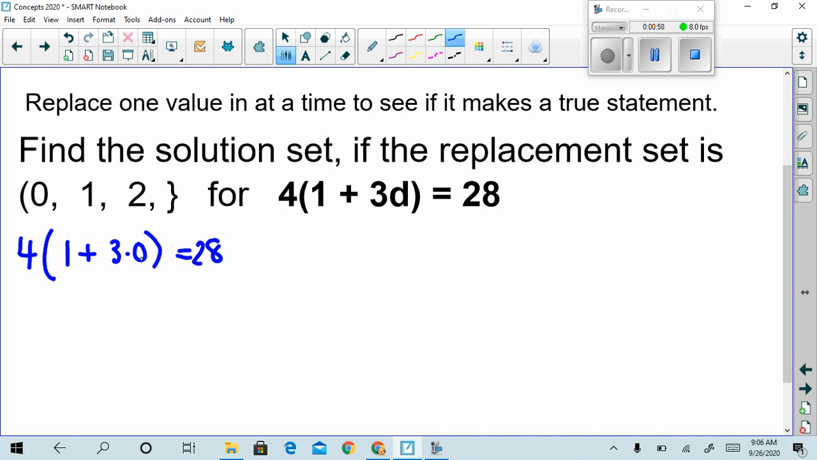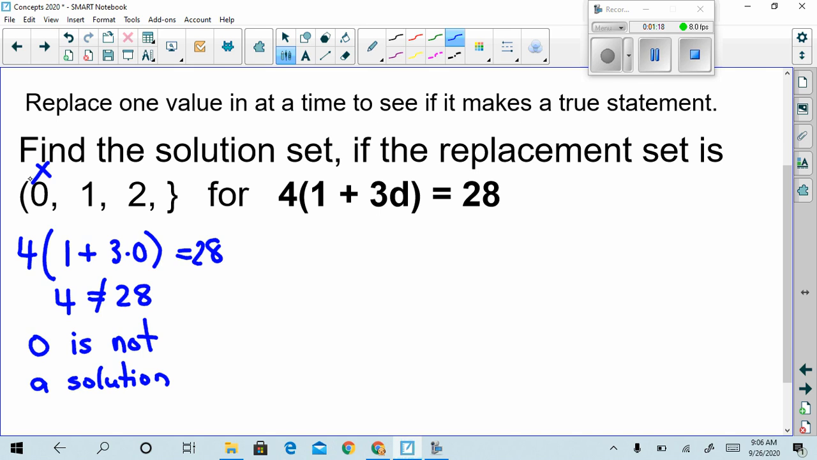Well, 3 times 0 is 0, and 0 plus 1 is 1. 4 times 1 is 4, and 4 does not equal 28, so 0 is not a solution. So looking at that replacement set right away, I can put a little x over there, that does not work. My second number to test is 1. I'm going to replace x with 1 this time.